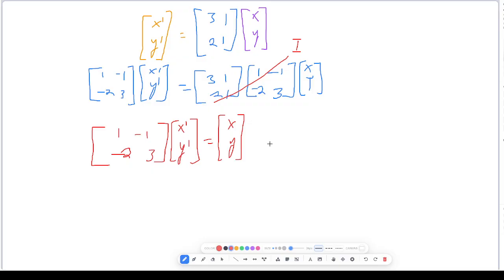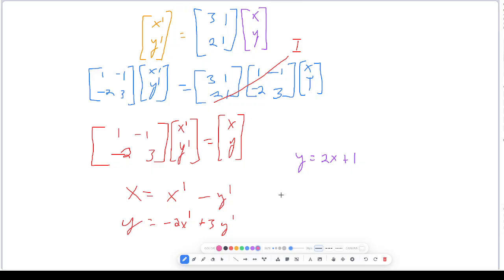All we did is we multiplied by the inverse. Now we have x and y as functions of x prime and y prime, respectively. So x here is equal to x prime minus y prime, and y is simply negative 2x prime plus 3y prime. And what we're going to do, if we take our initial line, y equals 2x plus 1, we're going to just substitute in here and see what we get as our new line.